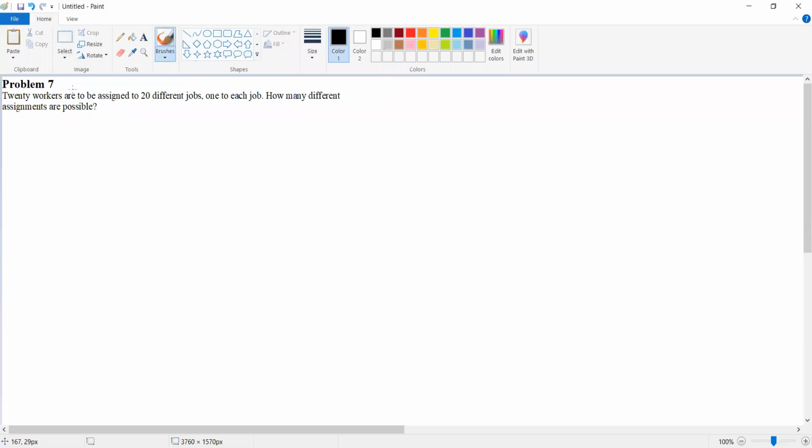So the question says that 20 workers are to be assigned 20 different jobs, one to each job. How many different assignments are possible? कोई if any one of you wants to answer, तो भले unmute करके वो बता दे कि किस तरह सॉल्व करेंगे, या चैट में लिख लो.